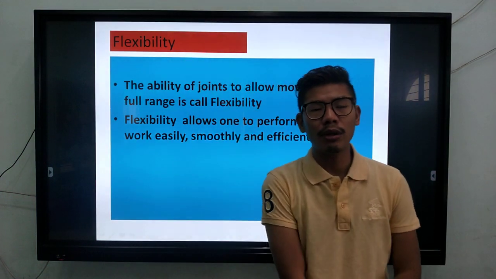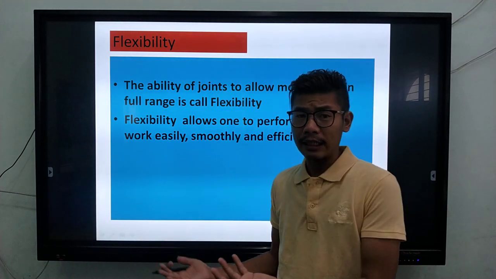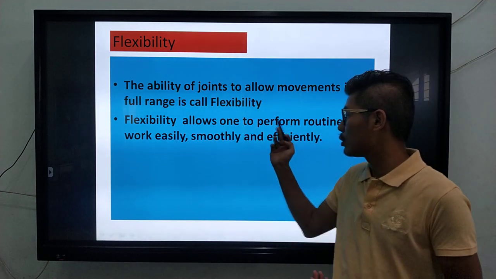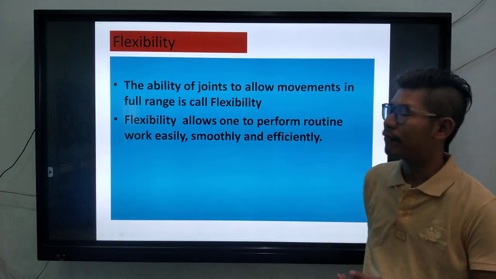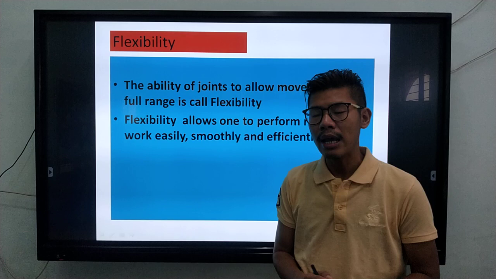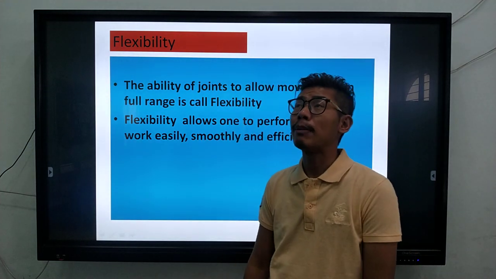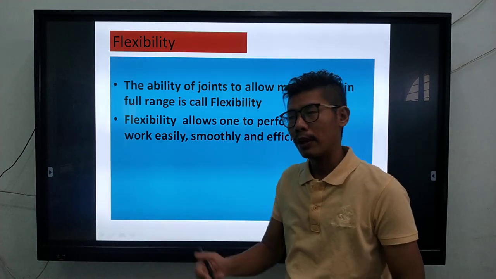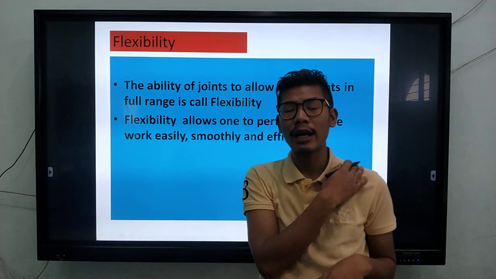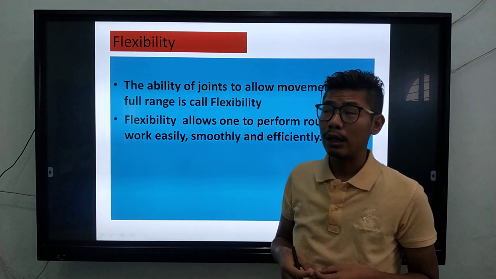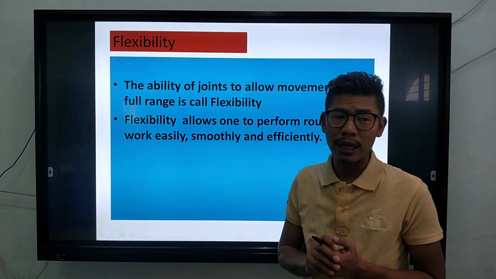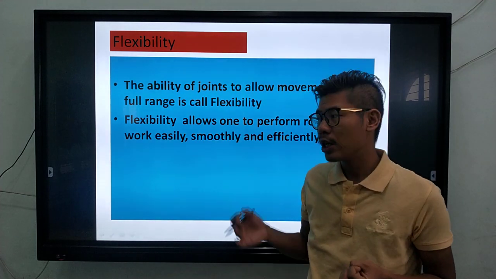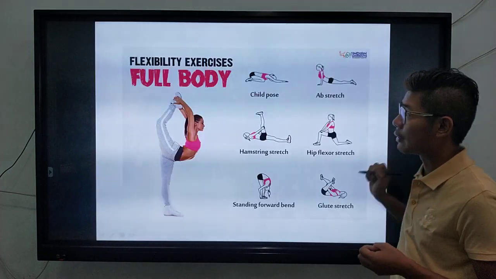Flexibility. Flexibility is all about moving your joints effectively. That is called flexibility. Flexibility allows you to perform routine work easily, smoothly, and effectively. What routine work am I talking about? Bending down requires flexibility. Maybe you want to stretch up high like this, or do pull-ups from the top. That requires flexibility. You want to stretch your back. That requires flexibility. So for any kind of work you're supposed to do, if you have a problem with flexibility, then it will create a burden for you. That's why to do any kind of work effectively, you require a higher level of flexibility.